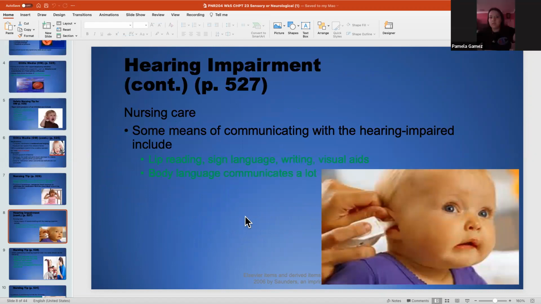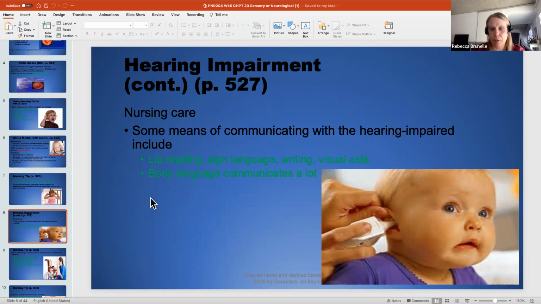So ear infections can lead to hearing impairment, and sometimes kids have hearing impairment for other reasons also. So what do you think that you should do? How should you communicate with a kid that has a hearing impairment? Should you be at their eye level? Should you speak more loudly? No, you should be at their eye level.